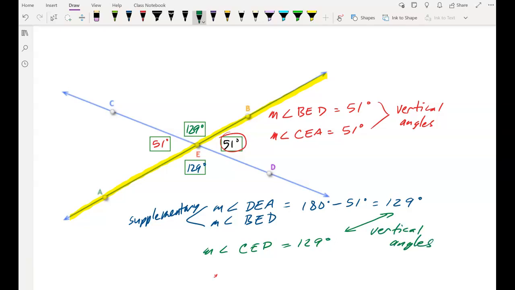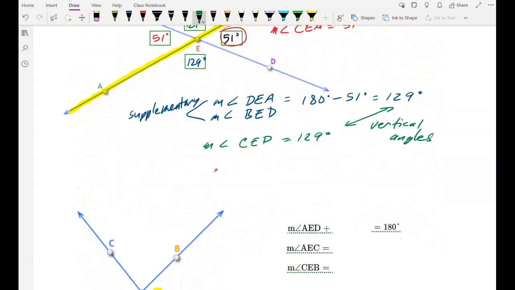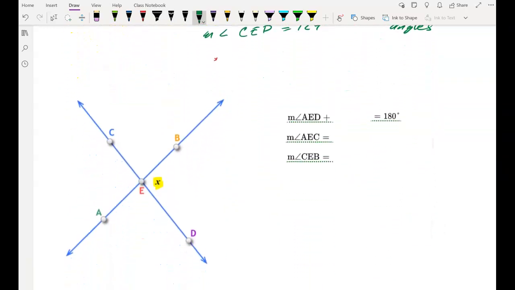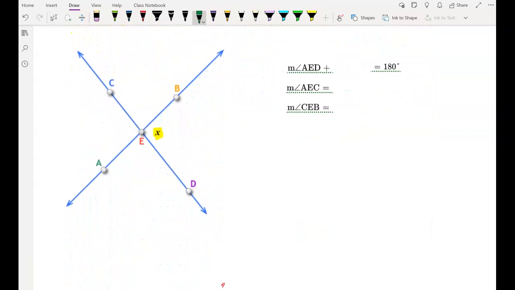See all the important information you can get from diagrams such as this: vertical angles, supplementary angles, lots of cool stuff. Now, let's take a look at this here. We're going to do a little bit of algebra. Oh no, algebra. Oh yes.